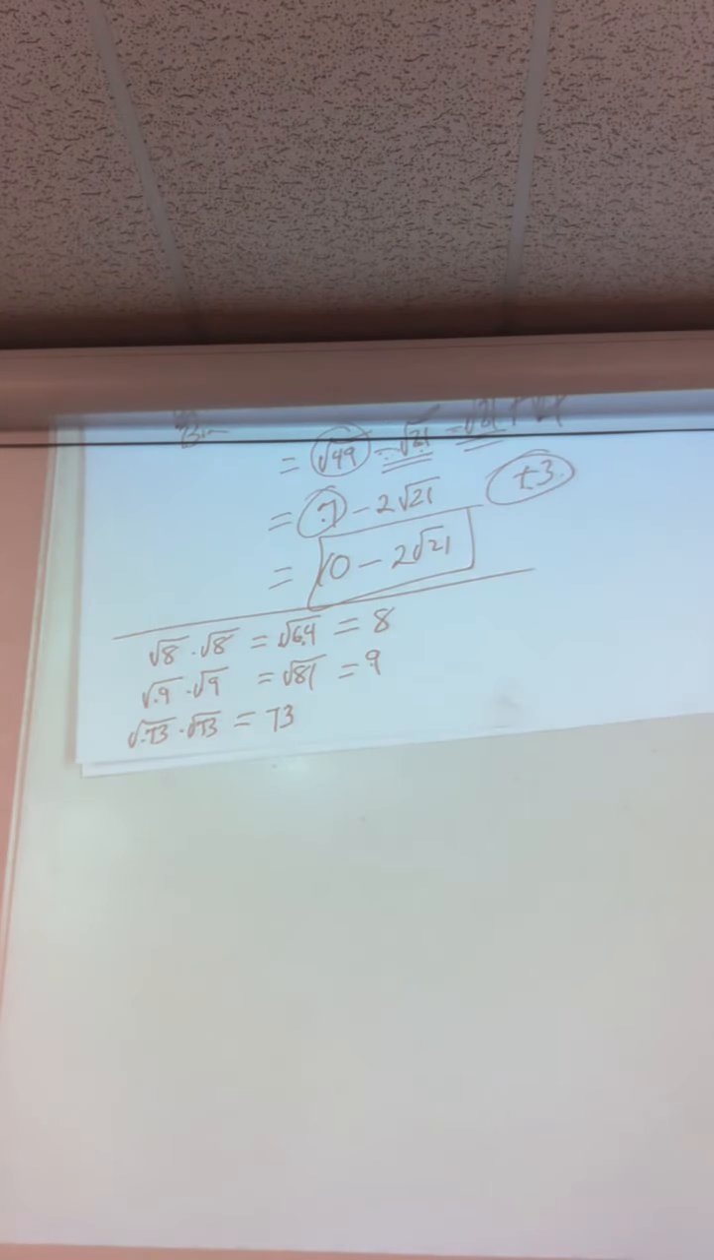So that concludes section 7.4, part 2, multiplying with radicals. And so now we will move into section 7.5 in the next section.